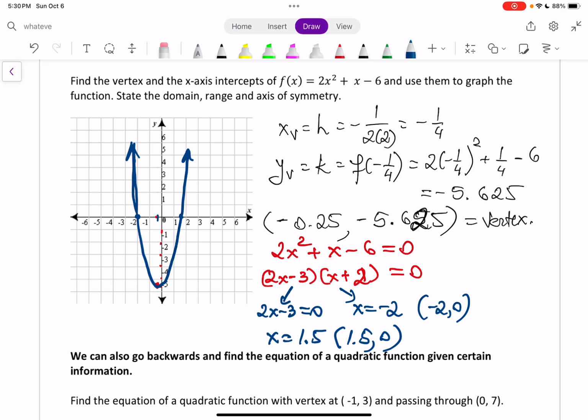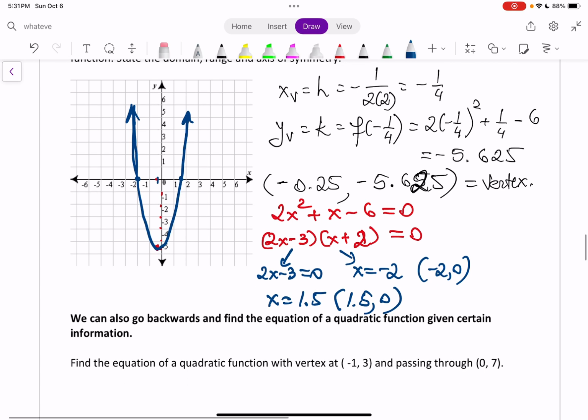That opens up. We could find the y-intercept. That's down at negative 6. Yeah. The slope is go 1 to the right and then about 2 up. So, yeah. All right, and there it is.